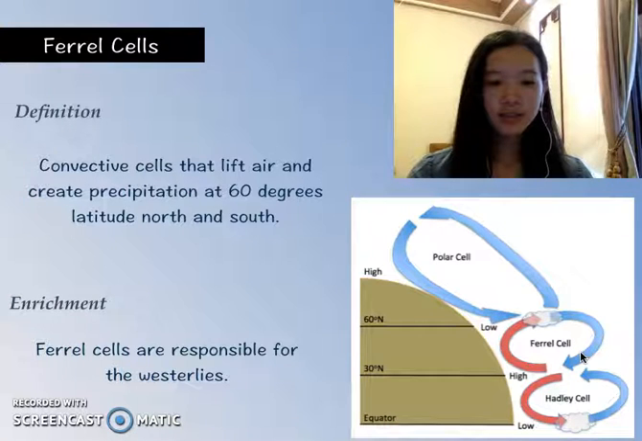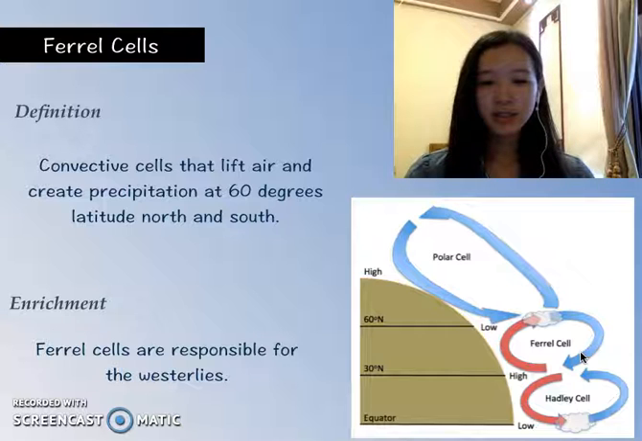Ferrel cells are responsible for the westerlies. So the westerlies is a kind of wind that blows between 30 degrees and 60 degrees.